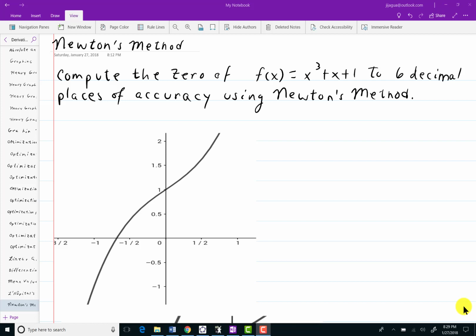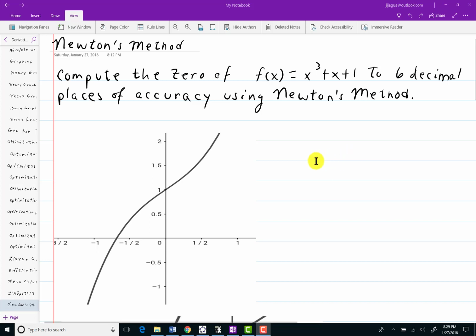Newton's method is an algorithm for approximating zeros to functions, places where they cross the x-axis. So I'm going to start this lesson with a concrete example and explain the process while I'm doing it, and then we'll automate it using your calculator as much as possible.